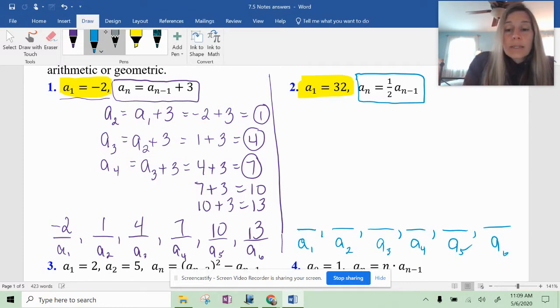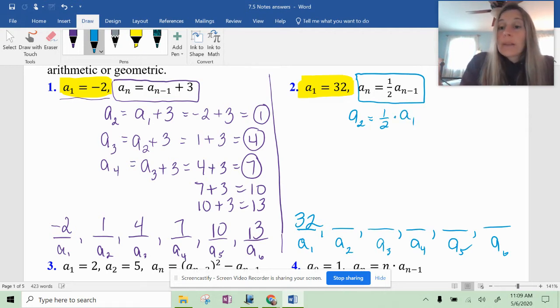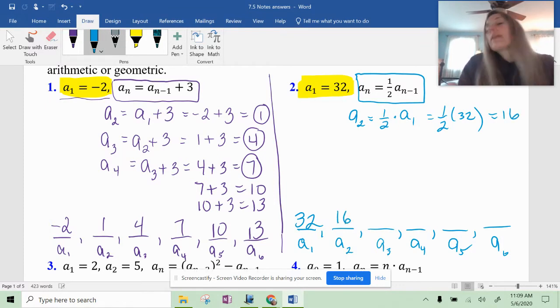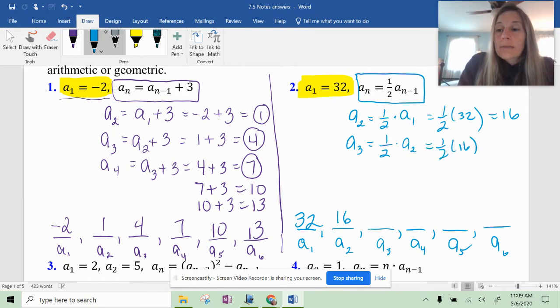Now, the a sub 1 was given to us. That's 32. So if I want to find my a sub 2, I have to do half of the preceding term, which is n minus 1. So that would be half of a sub 1, which was given to me as 32. And half of 32 is 16. So now to find my third term in the sequence, I'm going to do half of my second term, which was 16.